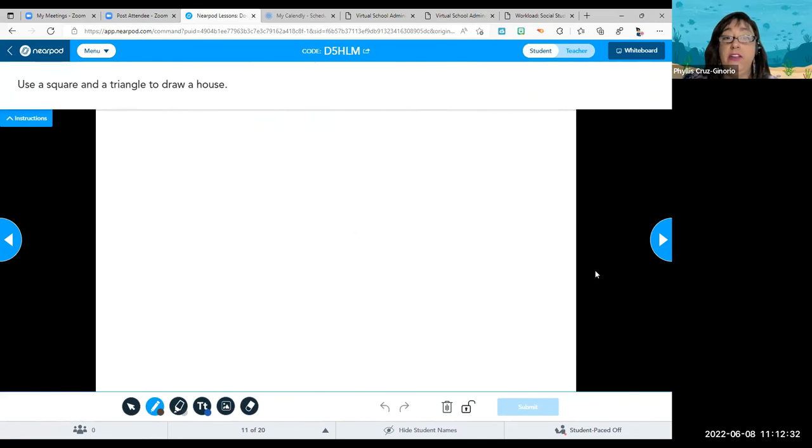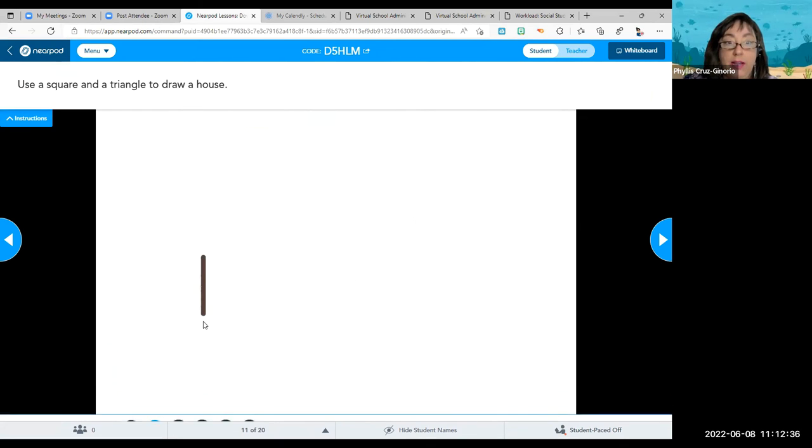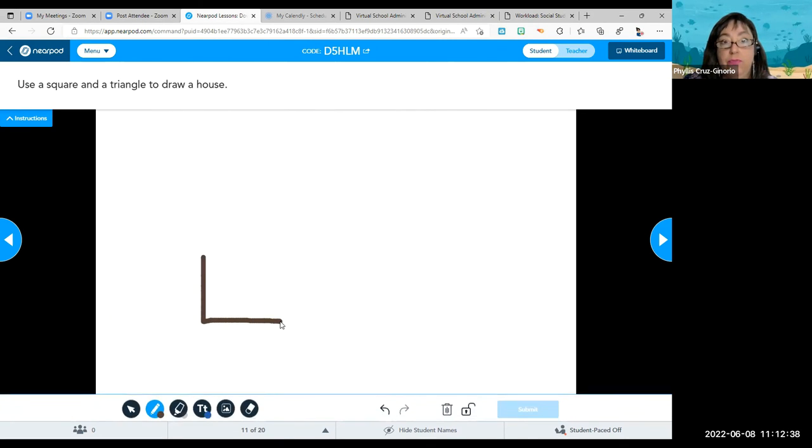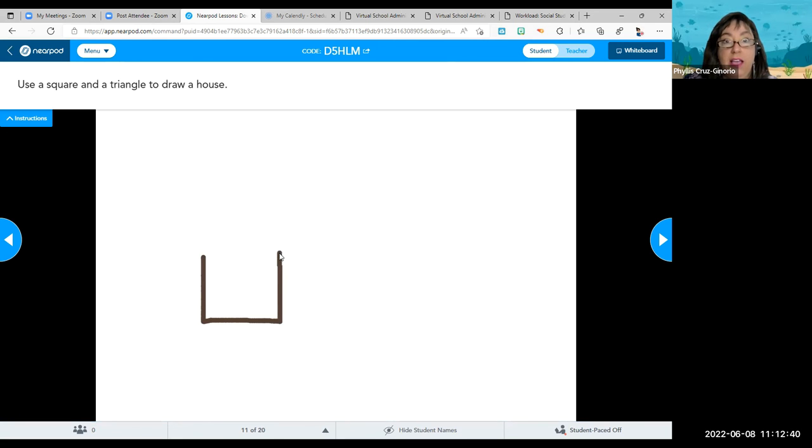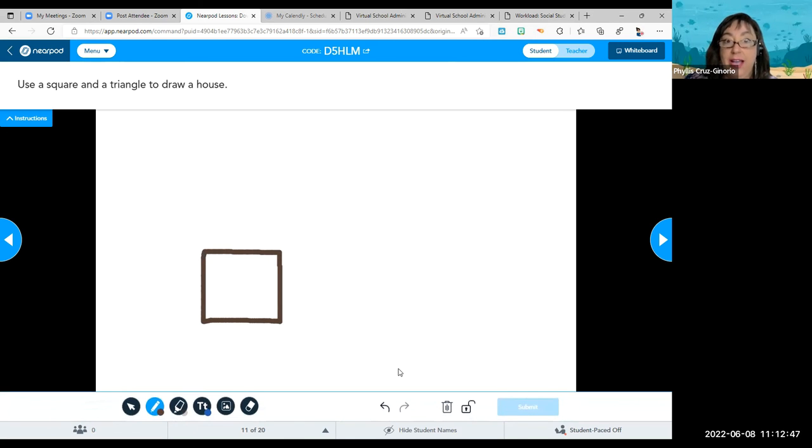Use a square and a triangle to draw a house. Oh, I have to do that really quick. Now, a square. I know how to draw a square because it's four sides and 4 vertices, and they're all exactly the same size, right? It's not stretched out. It's all equal. And if you have trouble, you can use an object that's a square and sort of trace around it, like a notepad, a sticky pad.